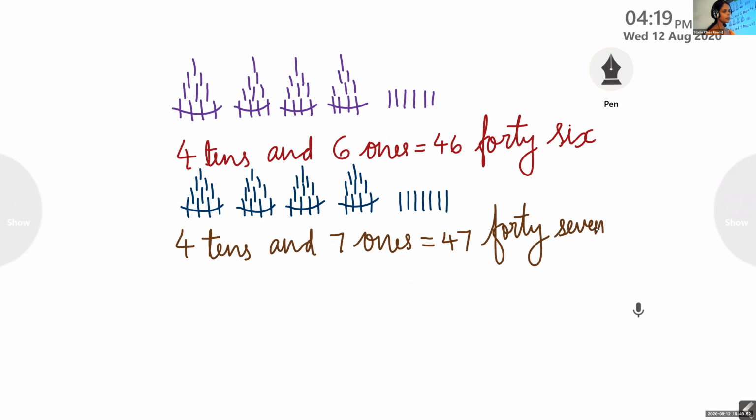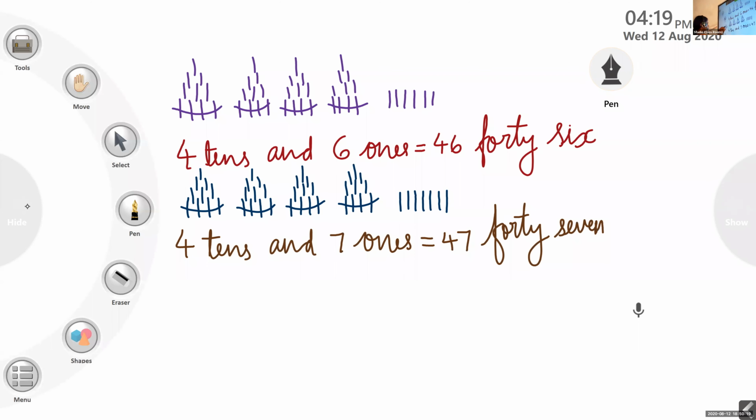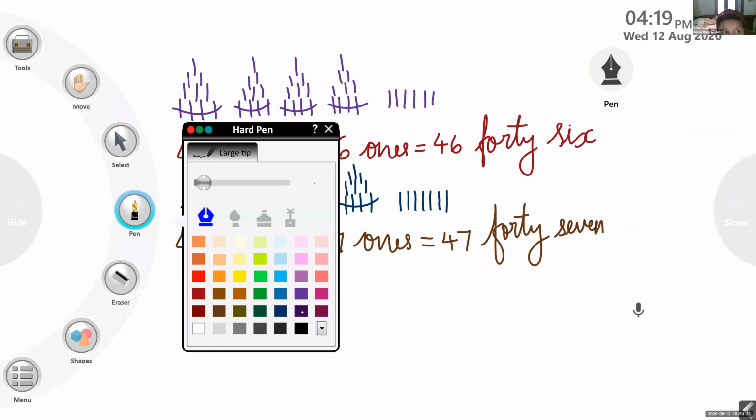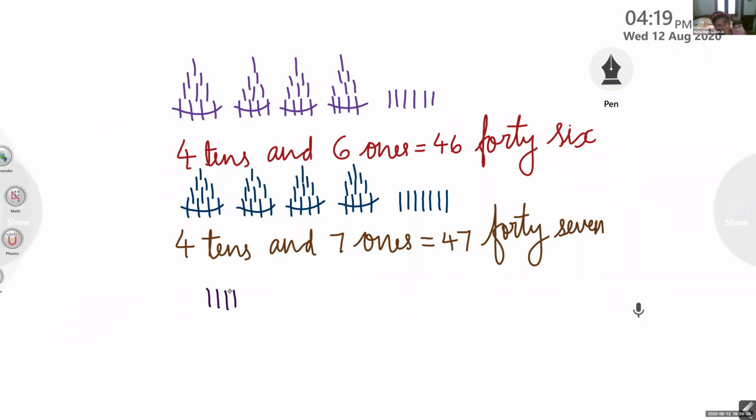And we have the next number, 48. How many tens and how many ones? 4 tens and 8 ones. Very good, very good. We have next one, 48, and having 4 tens and 8 ones. 4 bundles of 10.